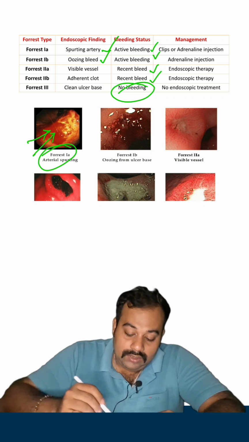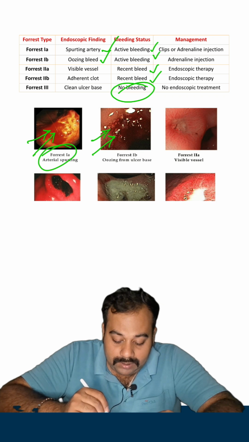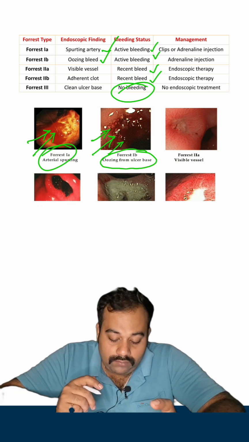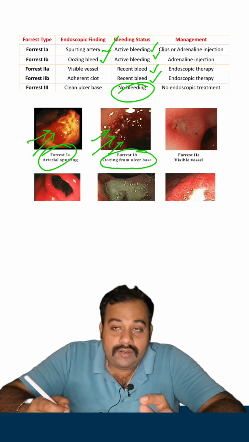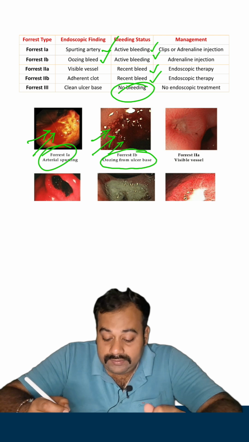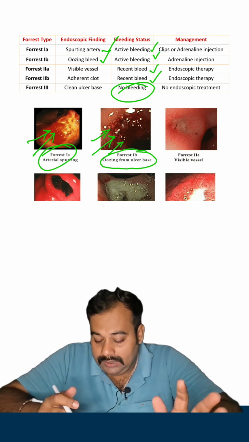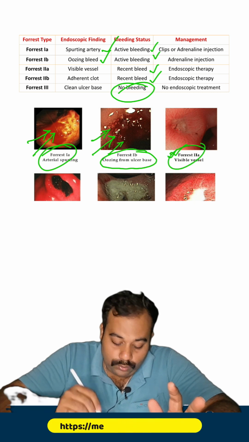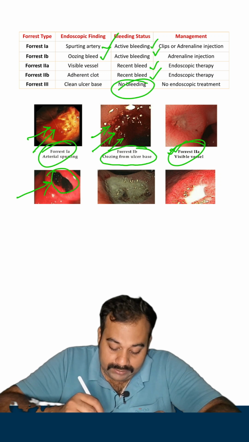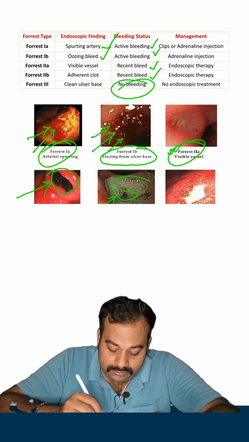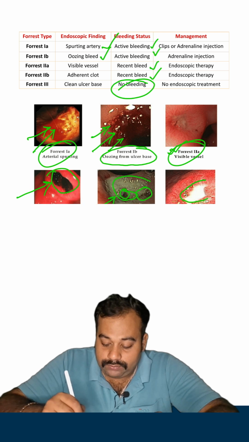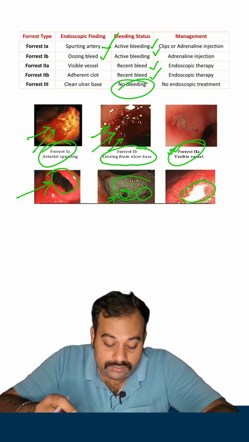Then there is an oozing. You can easily understand, this is basically venous blood, right? There is an oozing from the ulcer base, that is your Forest 1B type. Then there is Forest 2A and 2B subsequently. In Forest 2A, there is a visible vessel from where the bleeding happened. Then this one is the adherent clot, and there is also Forest type 2C, which is the black spot. Here is a black spot, here is another black spot, and then there is a clean ulcer base, this one, which belongs to Forest classification 3.